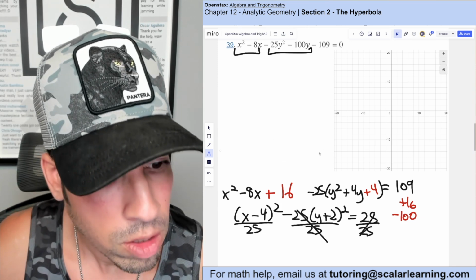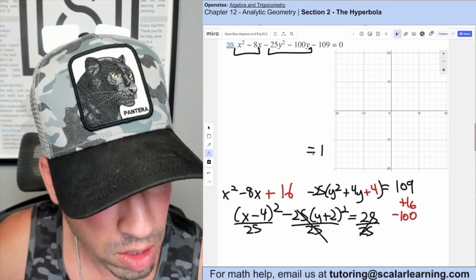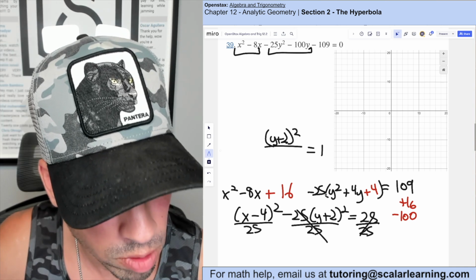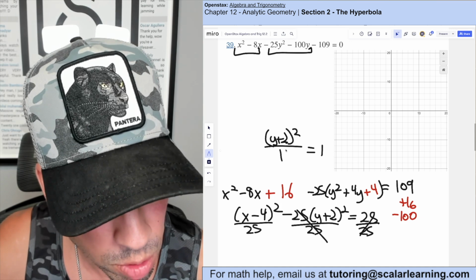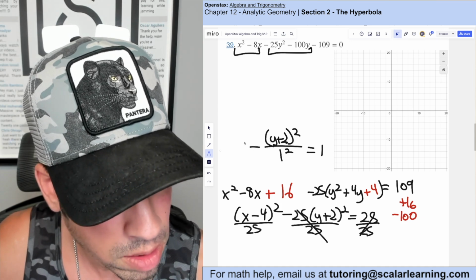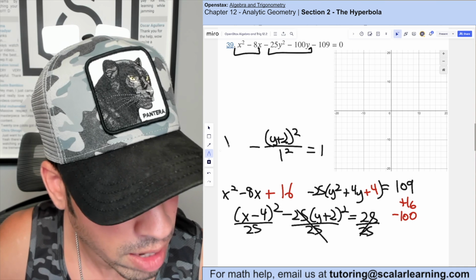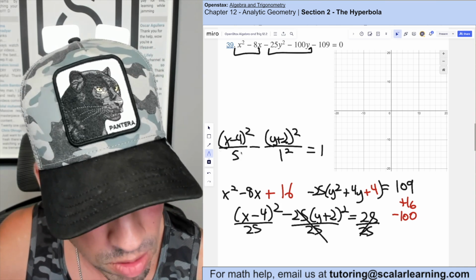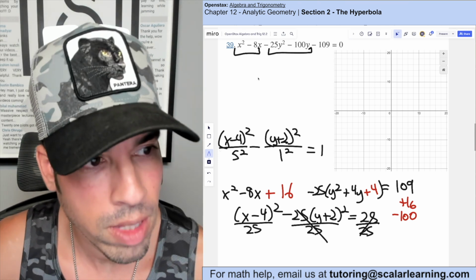Same with this. So our final form is 1 equals y plus 2 squared over, and I'm going to say that cancels out to a 1, but I'm still going to put it over 1 squared, and then minus x minus 4 squared over 25, which is the same as 5 squared. Okay, great. Now we have a lot of good information.